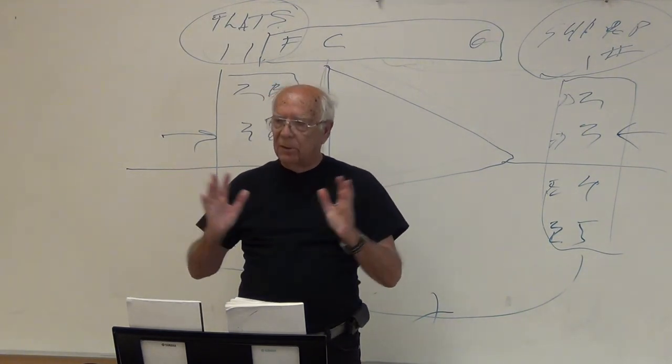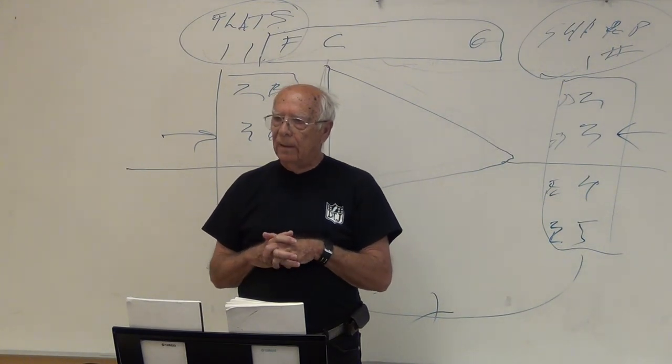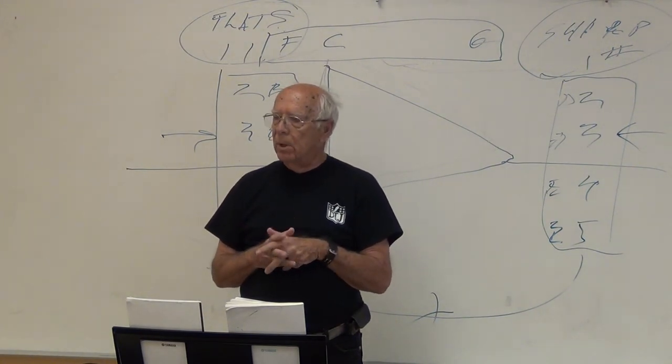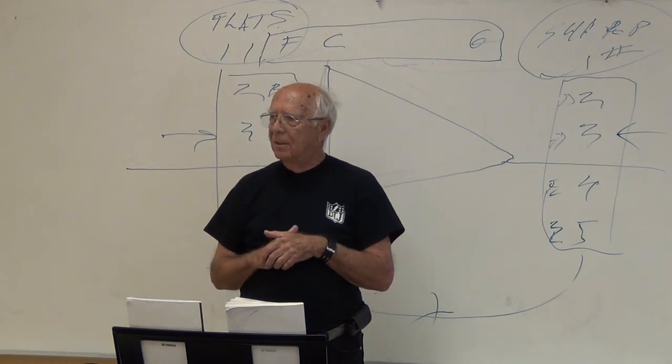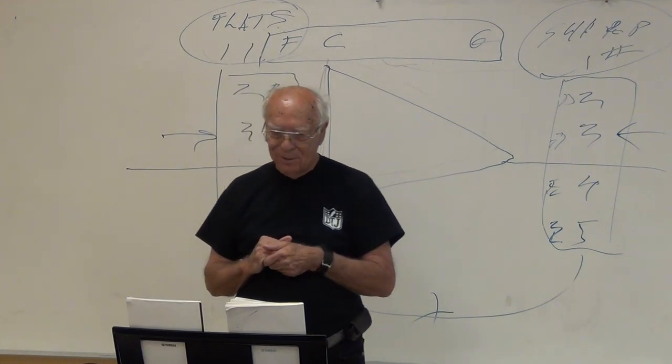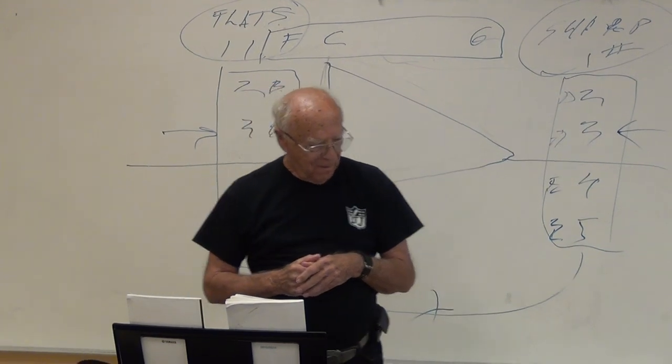Okay, let's stop there. That's your theory for today. So by next week, you should be able to come in and draw on the board for me the father, the child, and the girlfriend triangle, the flats and the sharps.